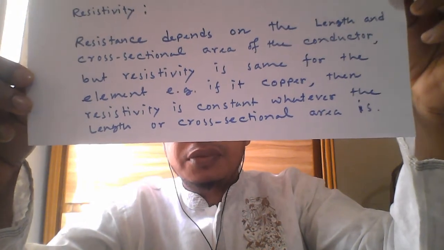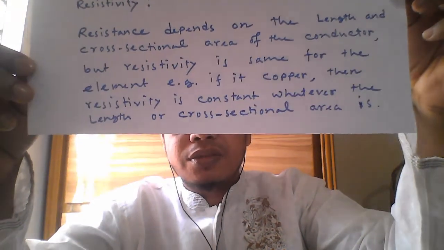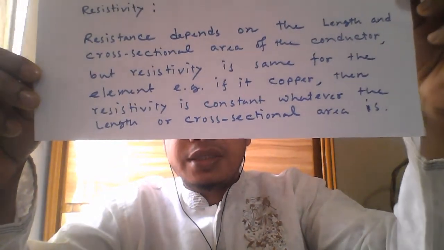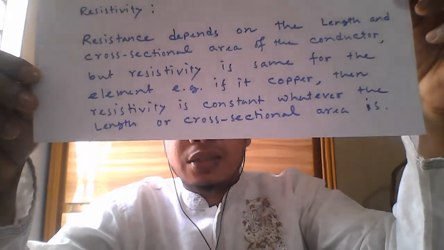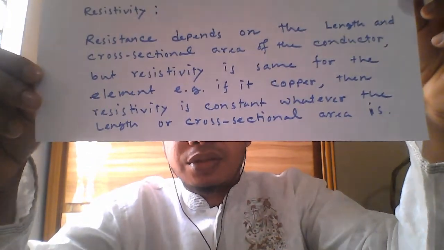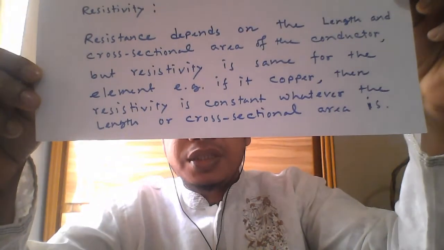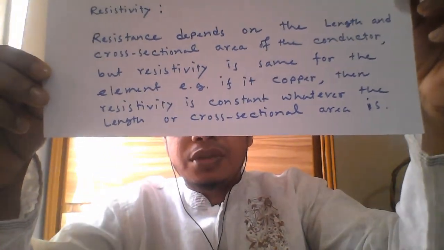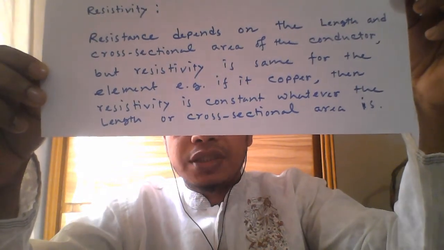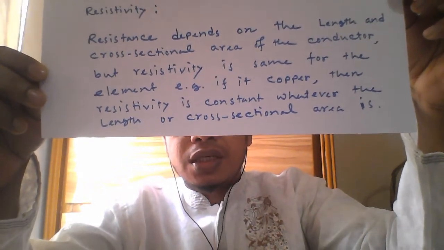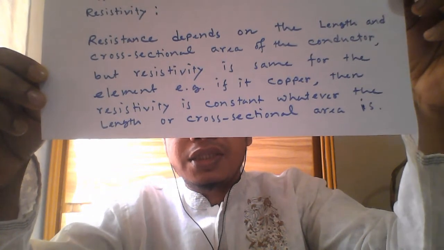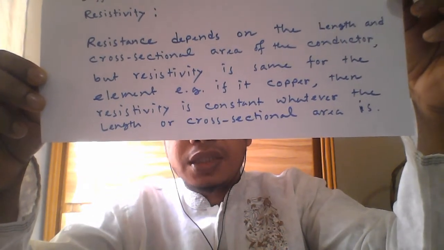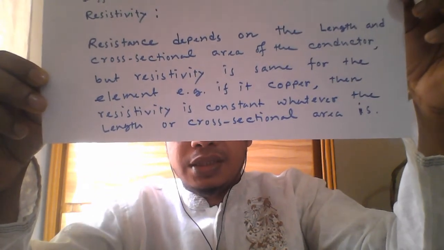Look, from the previous discussion you already understood that resistance depends on the length and cross-sectional area of the conductor, but resistivity is same for the element. For example, if it is copper, then resistivity is constant whatever the length or cross-sectional area is.